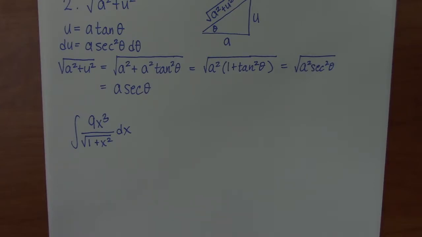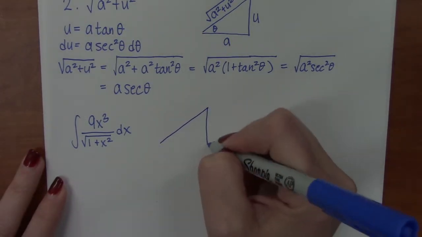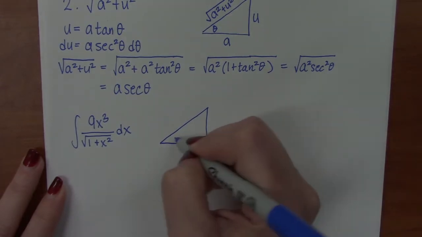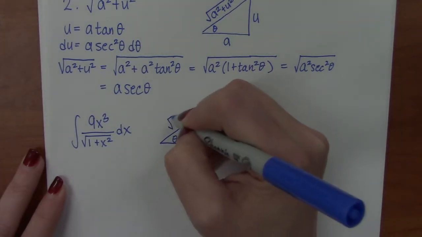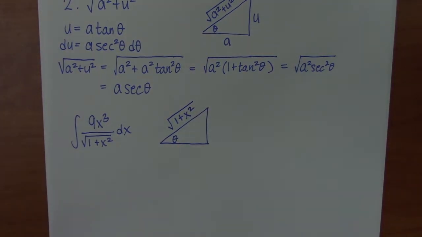So once again, we look at the radical. I see a plus sign under that radical. So if I want to draw the triangle, well, the radical is the hypotenuse. So that's going to go there. What's my constant A in this guy?